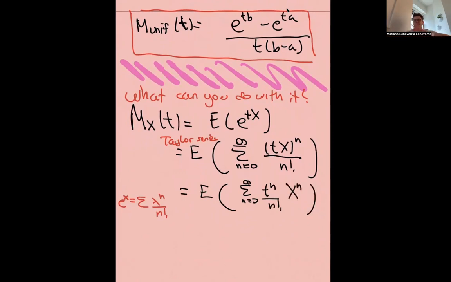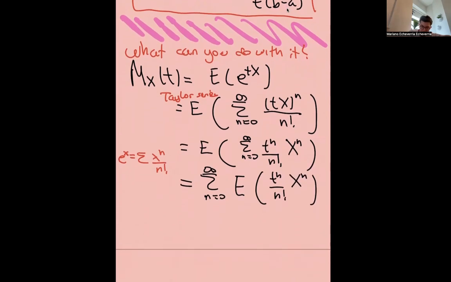It's a bit tricky, because if you remember, the expected value is linear, which means that the expected value of a sum is the sum of the expected values. Here it's slightly more complicated because it's an infinite sum, a series. So some justification is needed to plug the expected value inside, but it does work, provided everything converges. So it is really the expected value of t to the n over n factorial times X to the n.